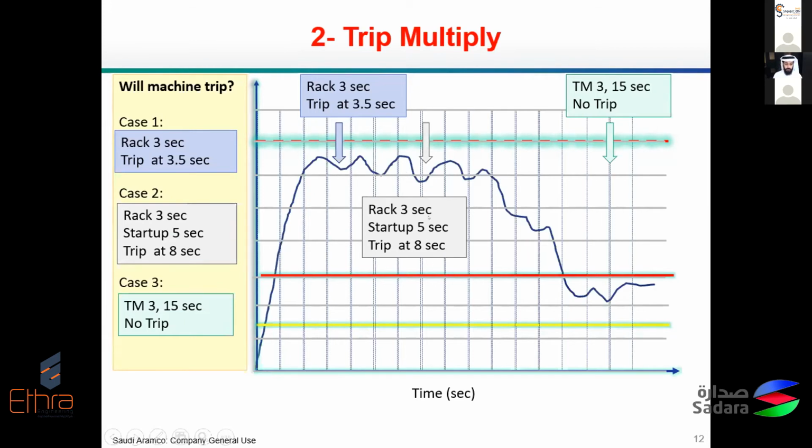But the third case is showing a trip multiply configured to be 3 times the set points for the first 15 seconds of the machine running. And that means that after 15 seconds, you can see that already the signal is again coming under the danger line.